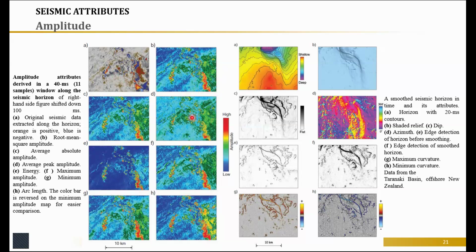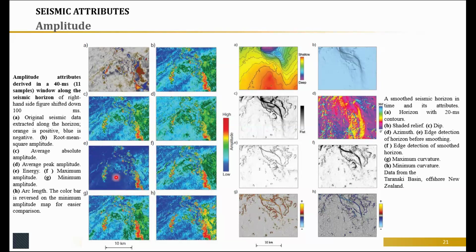You can go again for another one, which is AAA, average absolute amplitude. Average absolute amplitude here also can yield some of this information, as you can see. And also average peak amplitude, average energy, maximum amplitude, minimum amplitude, and arc length can give you some of this information. You can see some changes from this slice to other slices.